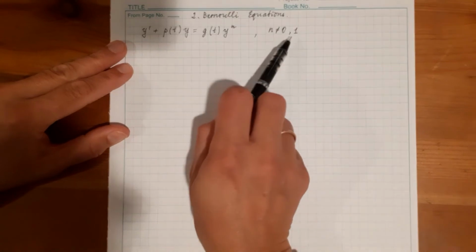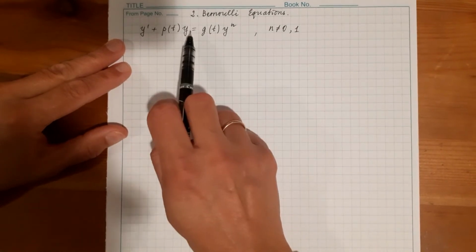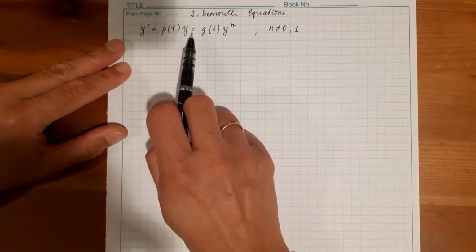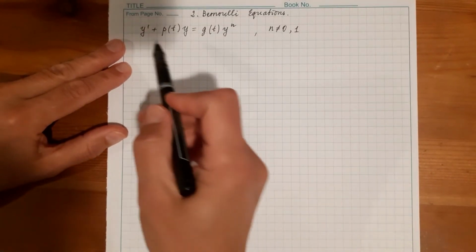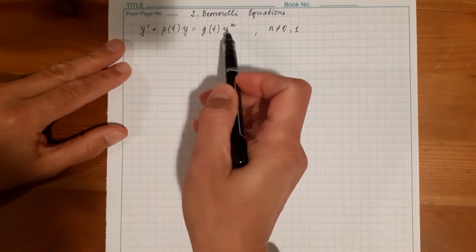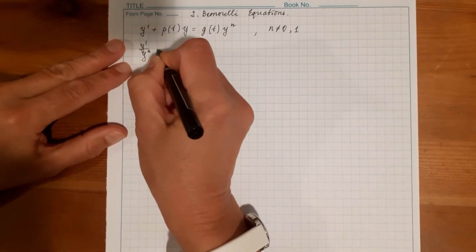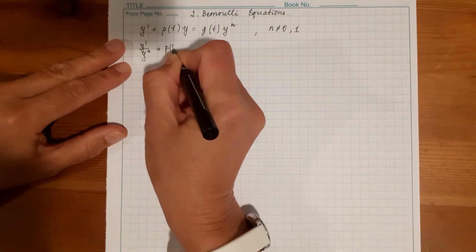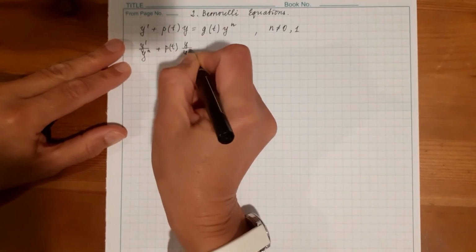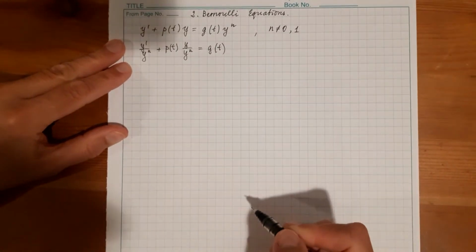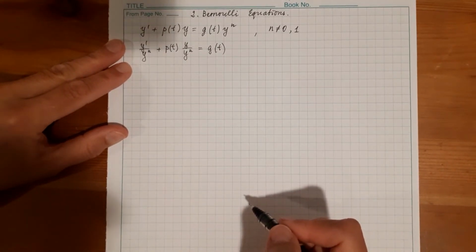Now, how do we solve this equation? Let me do some modifications of this equation so you will probably understand better why we are solving it this way and the new substitution. I'm going to divide the whole equation by y to the power of n. I'm going to get y prime over y to the power of n plus p of t y over y to the power of n equals g of t. How is it better? Well, it's not better yet.